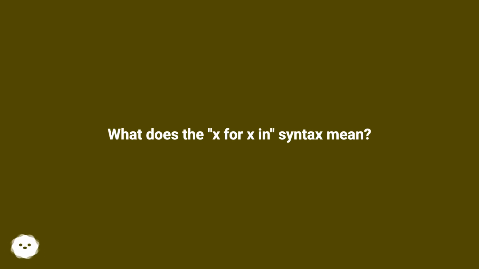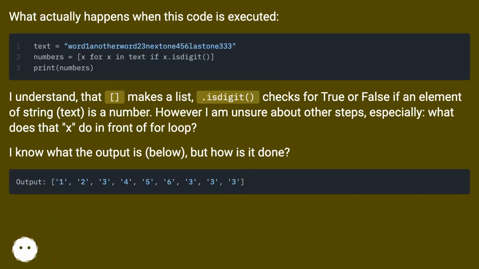What does the X for X in syntax mean? What actually happens when this code is executed? I understand that it makes a list, and .isDigit checks for true or false if an element of the string, text, is a number. However, I am unsure about the other steps, especially what does that X do in front of the for loop? I know what the output is, below, but how is it done?